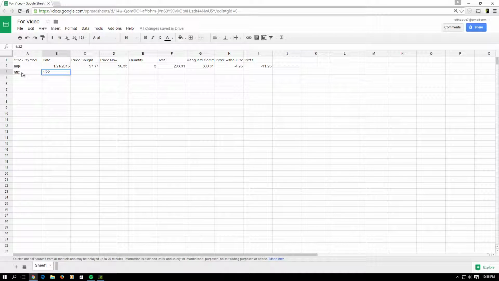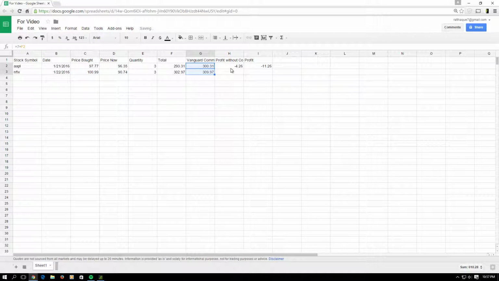What you will notice is that I don't have to type in the entire thing. I can just press tab and it will automatically fill in 2016. And we bought the Netflix share for $100.99. And this is what makes it cool: if I hover my mouse over the corner of this cell, I can just drag it and it will fill in automatically. And then we also bought 3 quantity of Netflix shares, and the total price was $302.